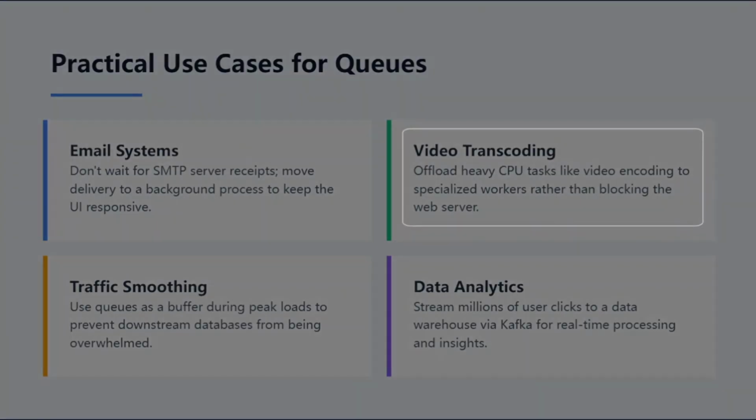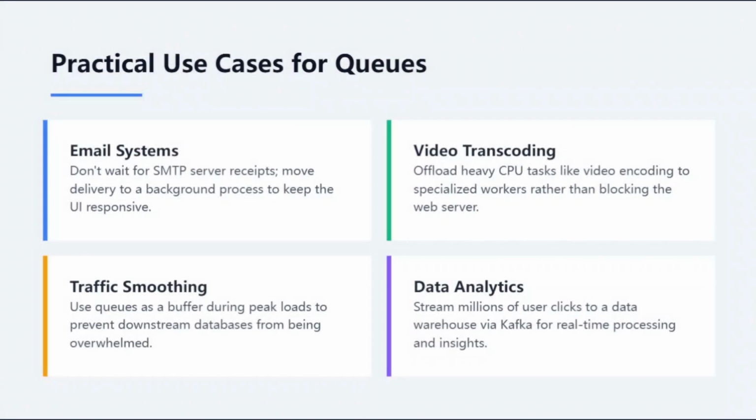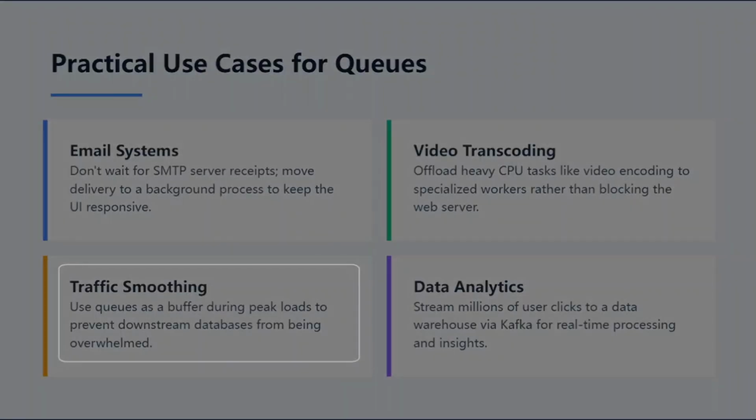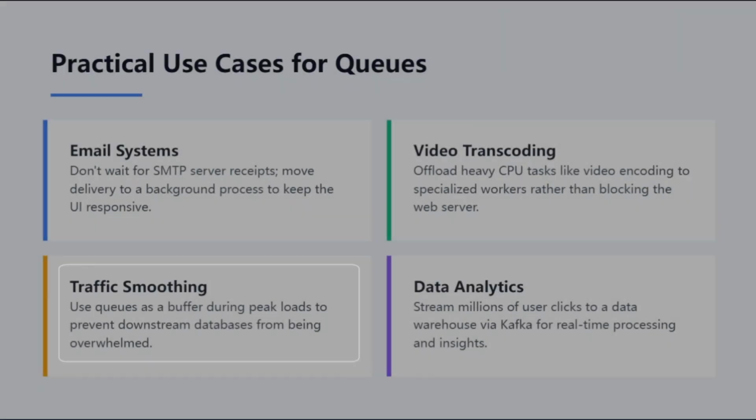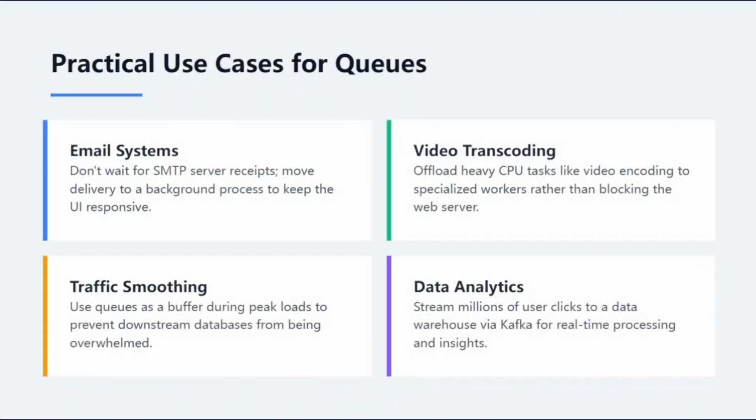Next is video transcoding. Converting a 4K video into multiple formats is incredibly heavy on the CPU. By offloading this to a queue, your web server remains responsive to other users while dedicated worker nodes process the video files at their own pace. Traffic smoothing is another vital use case. Imagine a flash sale where thousands of orders hit your server at once. Instead of crashing your database with too many simultaneous writes, the queue acts as a buffer, allowing the database to process orders at a steady, sustainable rate.